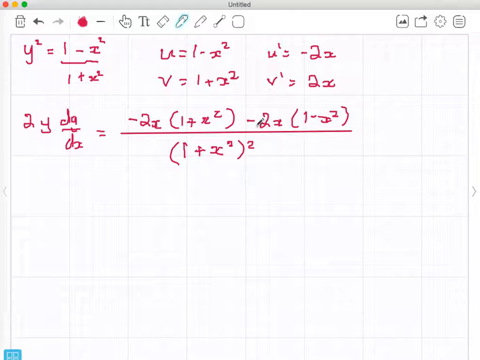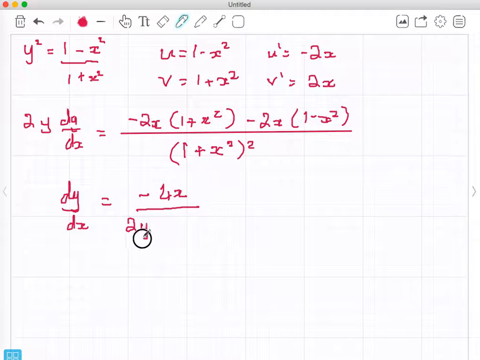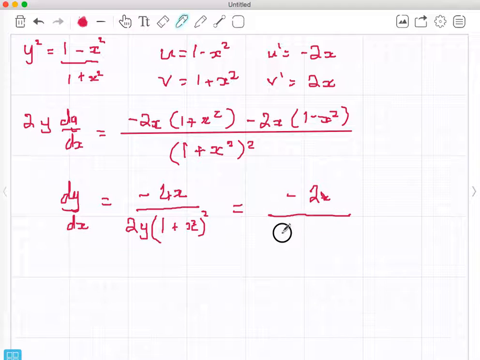Minus 2 times this and minus 2 times minus this is going to cancel out, and you can just check through my algebra here. But basically on the top I'm going to end up with minus 2x, and minus 2x gives me minus 4x. I'm going to divide by 2y, and this is a long bit of algebra but fairly straightforward. And then the 2's cancel out. It's going to give me this. So I've actually done the differentiation.